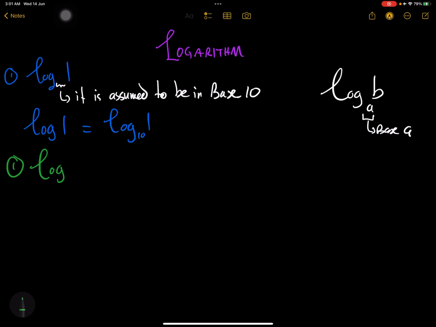Now the first law says that if you have log 1, it's always equal to 0. Now let's prove that.